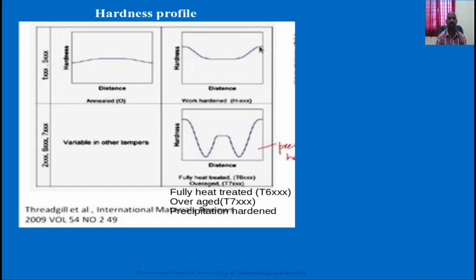So in the depth direction, you can observe with respect to the 2000, 6000, 7000 aluminum series, after fully heat treated, T6 series, over-aged, precipitation hardened, you will see the hardness fluctuates. It comes down and increases, stays constant, again comes down and increases. This behavior is also observed. Certain applications require this particular hardness profile, in the case of aerospace and automobile industry applications.